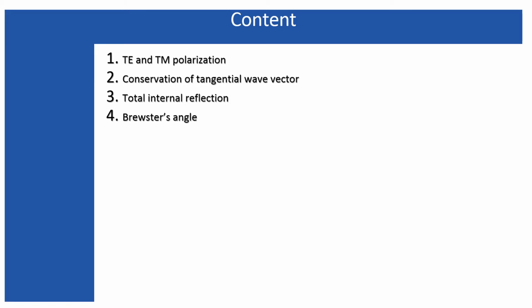In my last lecture, the normal incidence case, I discussed the boundary condition for the electric field as well as the magnetic field. Those boundary conditions will also be necessary for this case. But along with these two boundary conditions, one additional boundary condition is required, that is the conservation of the tangential wave vector, and that will be discussed in this lecture.